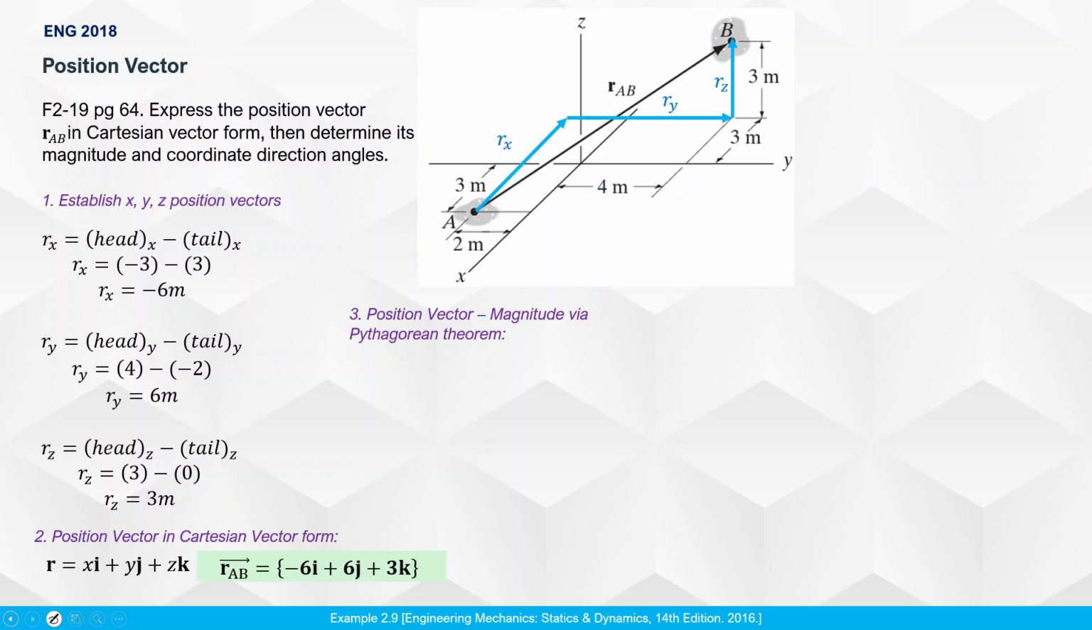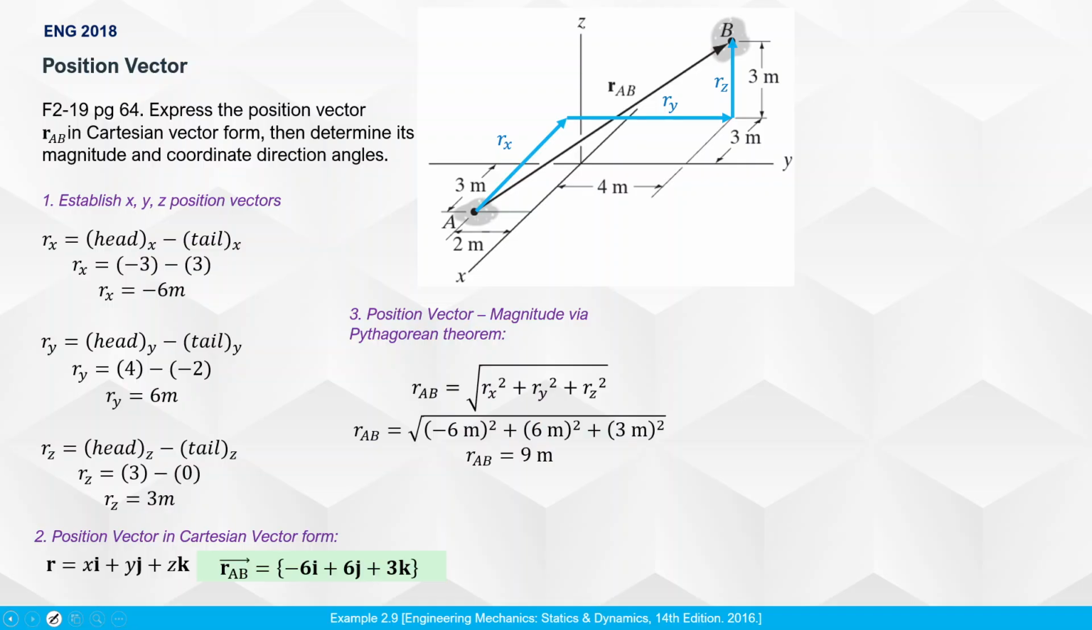Okay, so now gagamitin natin yung Pythagorean theorem. Basically, we find yung magnitude via Pythagorean theorem lang naman. Remember yung formula na our position vector R is simply the square root of the sums of the squares ng Rx squared plus Ry squared plus Rz squared. Essentially, ito lang yun, the same thing na ginawa na sa 3 dimensions. Pinakomplika lang kasi meron tayong head minus tail pa dun.